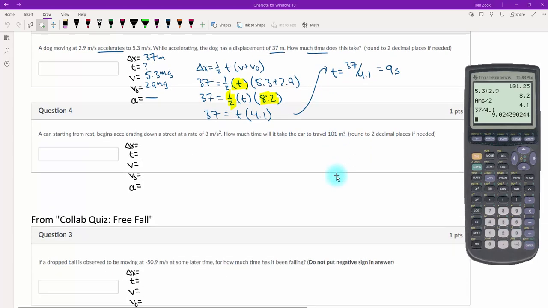All right, question number 4. Last one from the standard accelerated motion problems. Again, pause it and then start working on it and restart the video once you're ready to check. So it says starts from rest, so that'd be another 0. Has an acceleration of 3 meters per second squared. We don't know how much time it'll take to travel 101 meters. So this time we have acceleration. We don't have a final velocity, so we're going to want to use the 1/2 at squared equation.